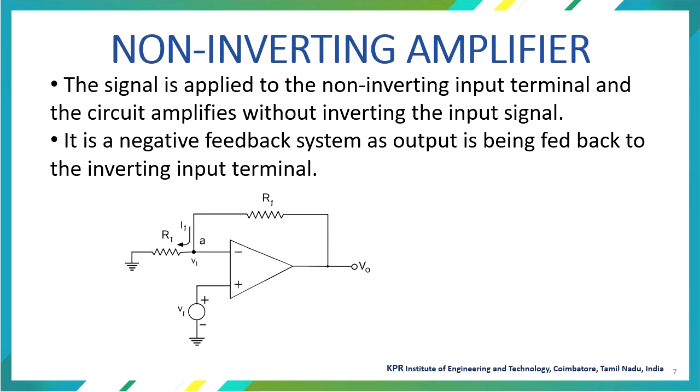Now let's move on to the non-inverting amplifier configuration. When you look at the diagram, the input is connected to the non-inverting terminal. At the same time, the inverting terminal, which was connected to R1, is grounded. So this is the basic difference you can identify between the inverting amplifier and the non-inverting amplifier. Here your input source VA is connected directly to the non-inverting terminal, and the inverting terminal which was connected with R1 is grounded.